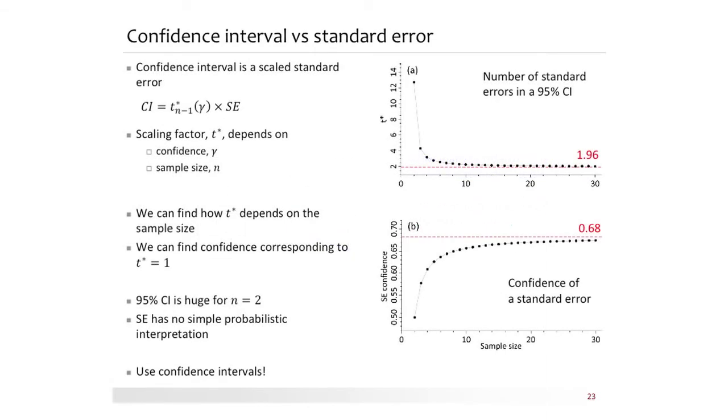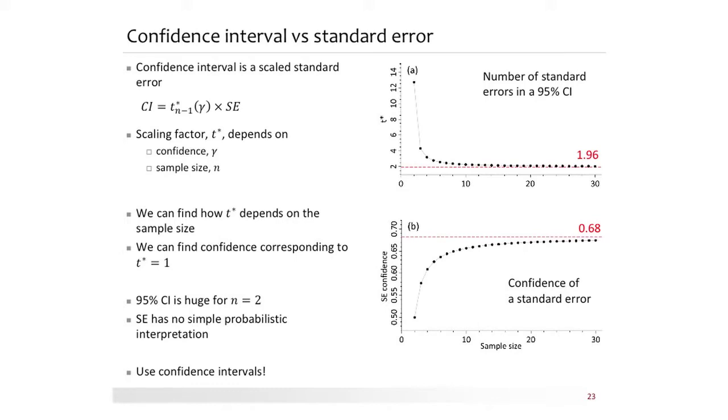So the first one is quite simple. Right, as I told you before, confidence interval is a scaled standard error, and I expanded this equation. It's a very simple equation. CI is t star times SE. But I expanded this to explicitly write down that this t star depends on confidence interval or required probability. I call it gamma here. So in our previous case, this gamma was 95%. And it depends on the sample size. This is number of degrees of freedom, n minus 1. So these are the two things it depends on.